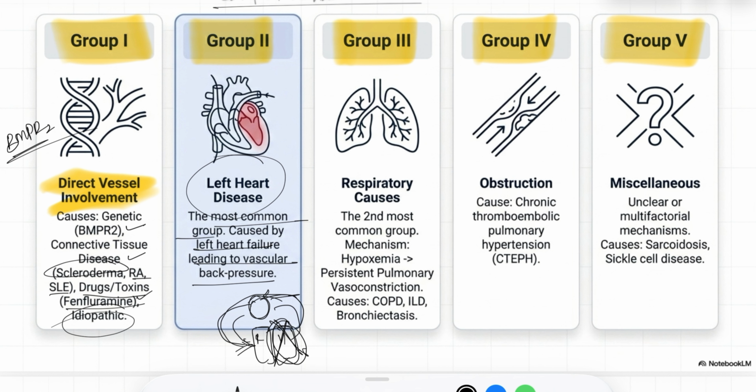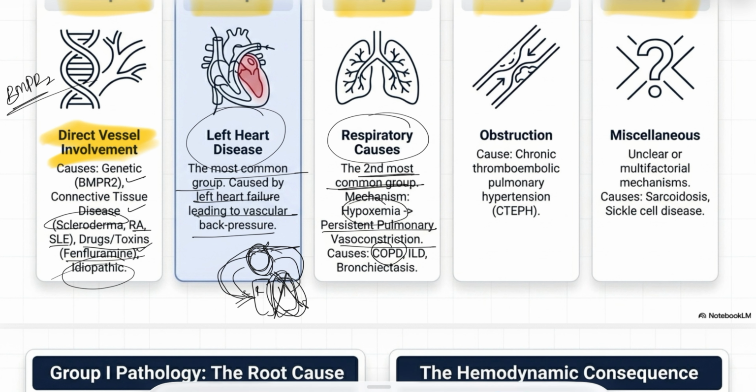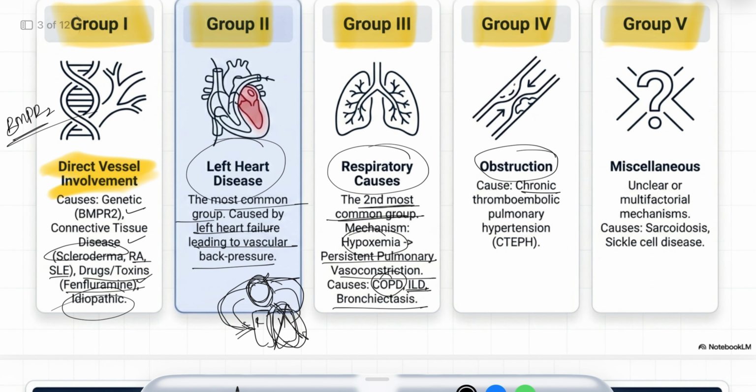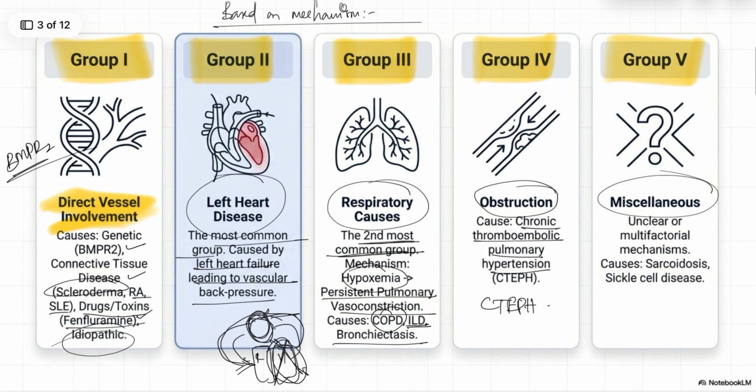Then coming to group 3, it will be related to your lung. So respiratory causes, this is the second most common mechanism: hypoxemia, persistent pulmonary vasoconstriction, and COPD is the main culprit in the respiratory system, and other diseases like ILD and bronchiectasis. Then we have obstruction, where chronic thromboembolic pulmonary hypertension will be seen. Just remember CTEPH. Then group 5, it's miscellaneous. Usually we keep it where the cause is unknown or multifactorial.